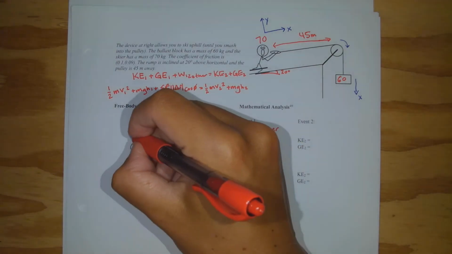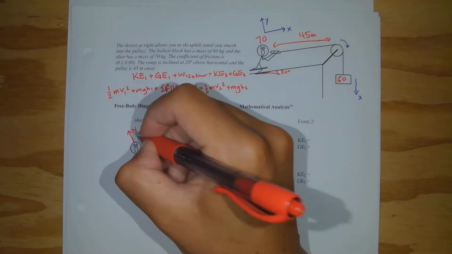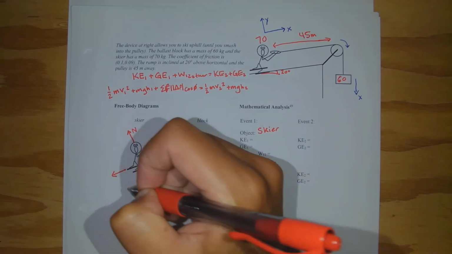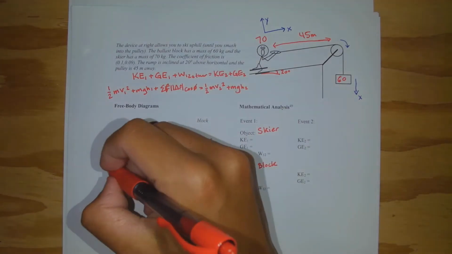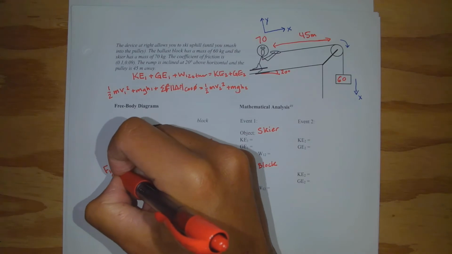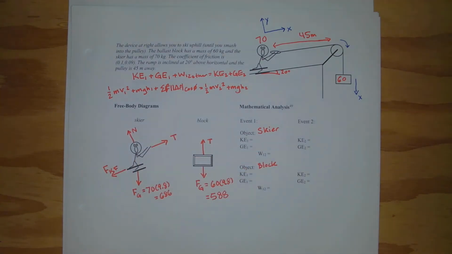I have a normal force, which is perpendicular to the surface of contact, and I have a force of friction going down the incline, and because it says the skier is going to ski uphill, this is kinetic friction because the skier is moving.